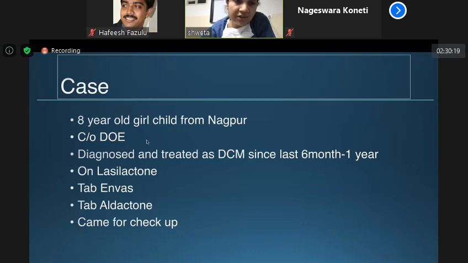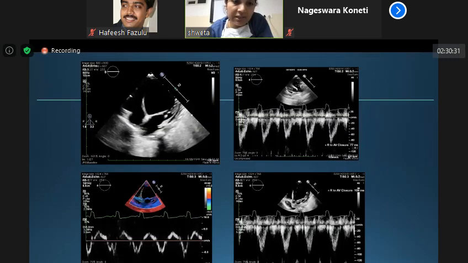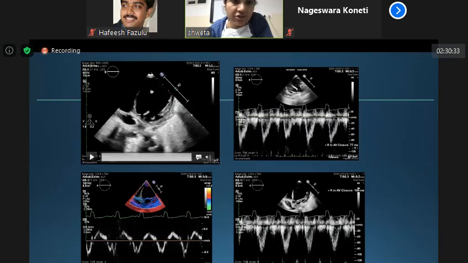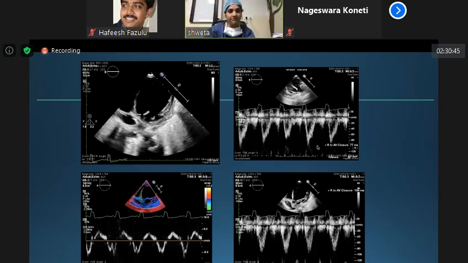So this is an 8-year-old girl from Nagpur, diagnosed with dilated cardiomyopathy since 1 year of age, and she's on a lot of anti-cardiomyopathy medicines. So this is the ventricular function, and then this is a tissue Doppler, and these are two Dopplers I have, where time intervals have been taken. Somebody wants to read these time intervals? Palak?